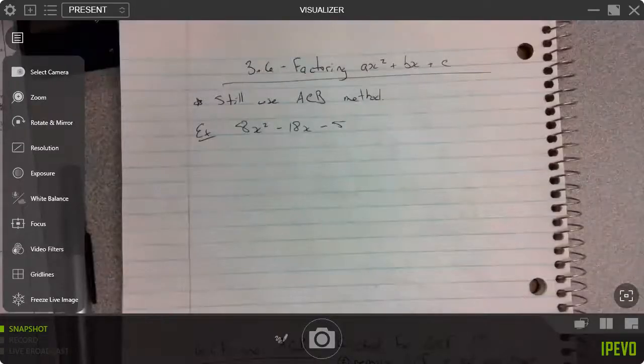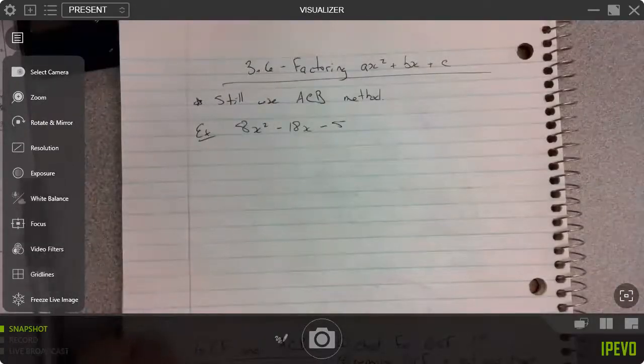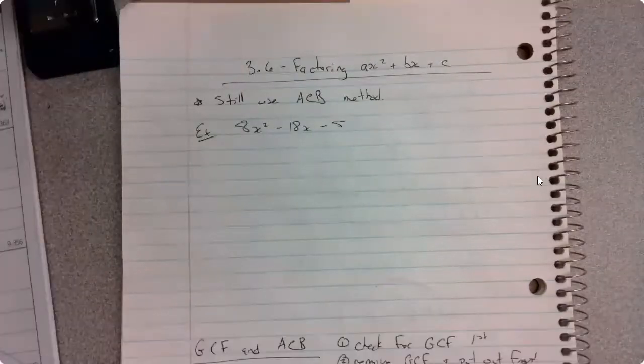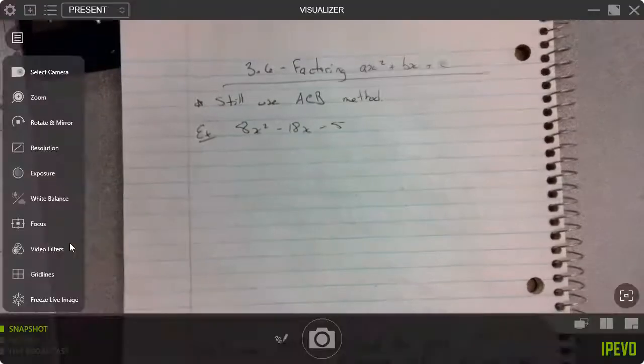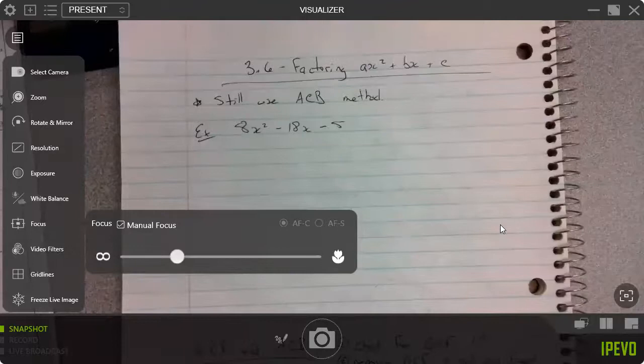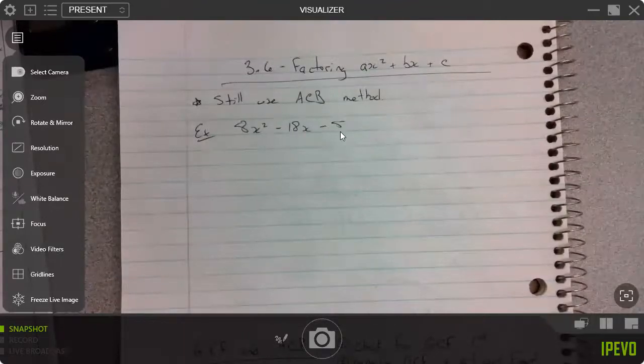So this is lesson 3.6, factoring ax squared plus bx plus c polynomials. Of course, we are still using the ACB method. That's the method we're going to use for all of our different types of polynomials. So our first step is actually to look for a greatest common factor. We'll do an example that includes a greatest common factor next, but you should always check for it when you have a coefficient in front of your x squared. So what we're checking for is to see, is there any number that we can divide 8, negative 18, and negative 5 by and get all whole numbers? And there's not, so there's no way to greatest common factor this.